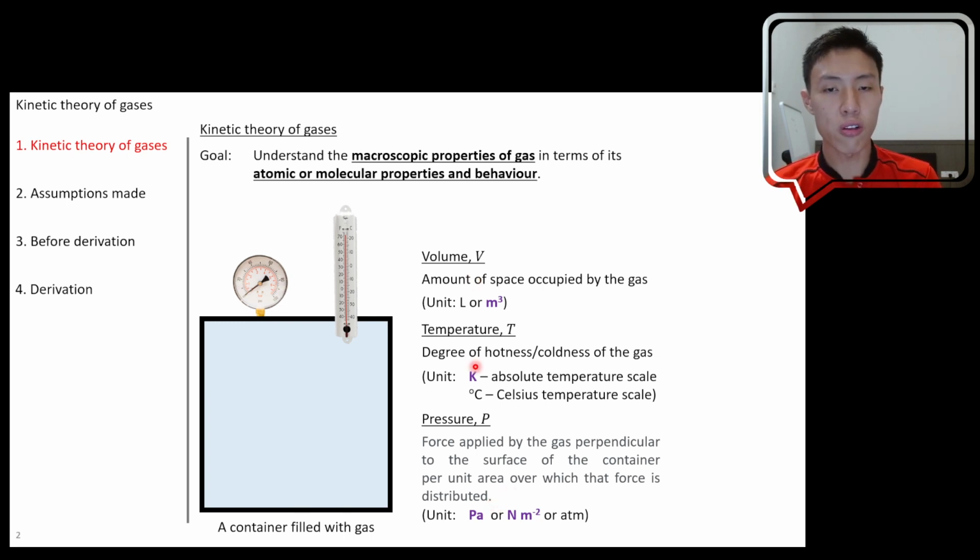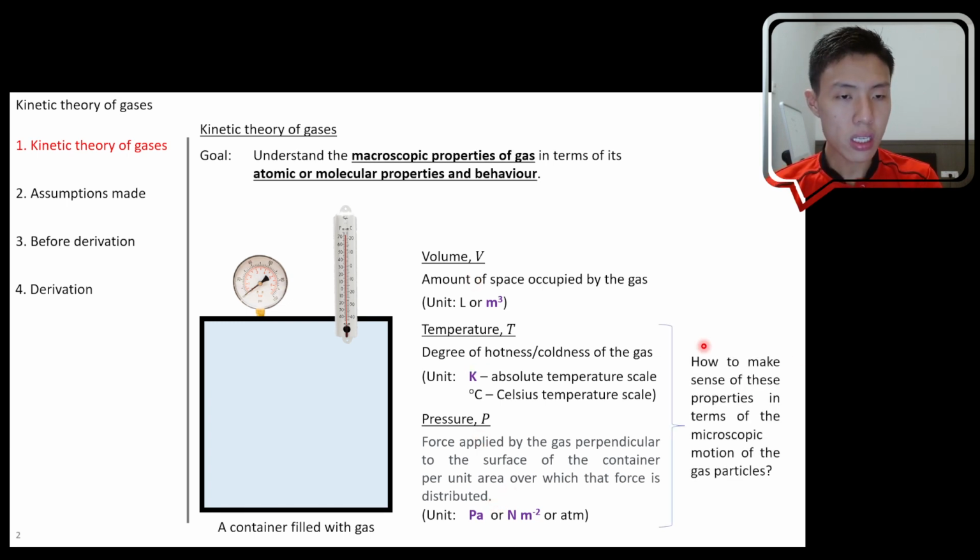So that's volume, temperature, and pressure. How do you make sense of these properties in terms of the microscopic motion of the gas particles is what we are going to study in future videos. We are going to study what temperature means and what pressure means when we study the microscopic behavior of the molecules, and relate them with quantities related to the microscopic behavior of the gas molecules. So that's for future videos.